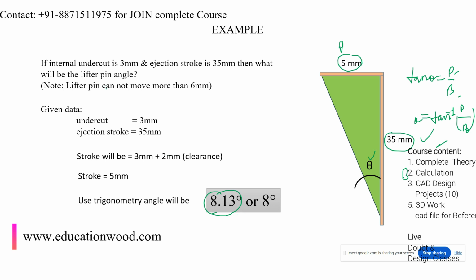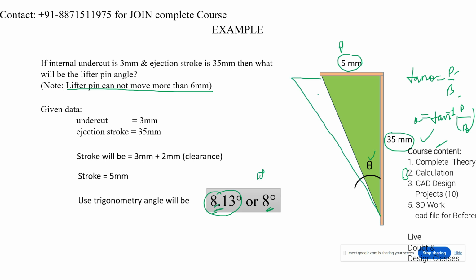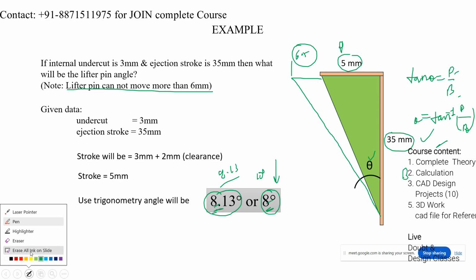But see again: the lifter pin cannot move more than 6 mm. For example, if you take a higher angle, like 10 degrees, what happens here? It will move more than 6 mm, maybe 6.5. If it moves 6.5, it means it will break the other feature. So since we calculated 8.13, you have to take the minimum, which is 8 degrees. Is it clear? Understood?